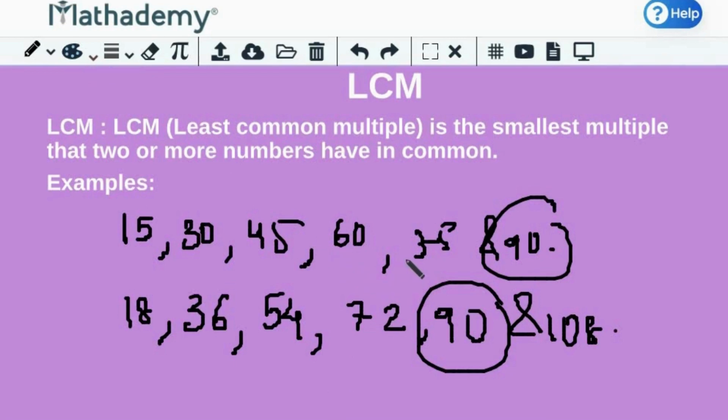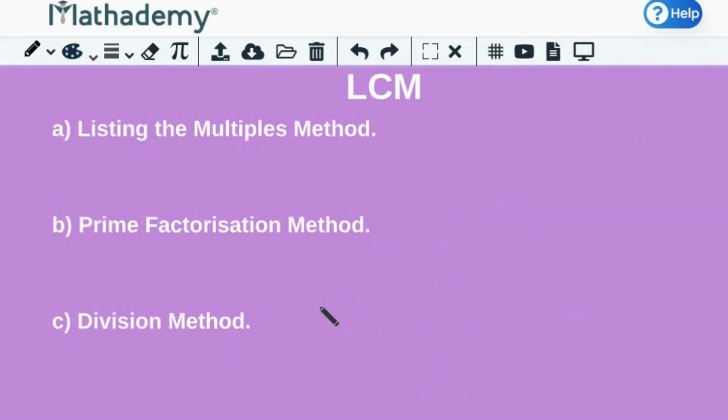Now let's talk about different methods of finding the LCM of two or more numbers. There are 3 methods for finding the LCM of two or more numbers. The methods are namely listing the multiples method, prime factorization method and division method. Let us understand this one by one.